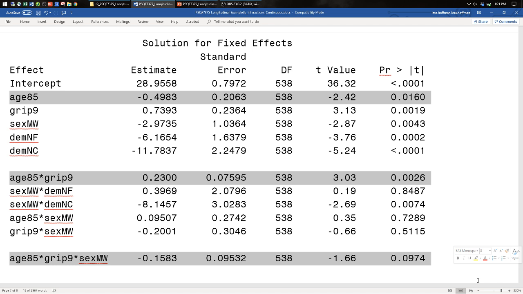Now, what the hell does that mean, right? This is where you got to wordsmith your way out of this. Well, so the extent to which being stronger diminishes the effect of age is reduced in women. I'll say that again. The extent to which being stronger diminishes the effect of age is reduced in women.